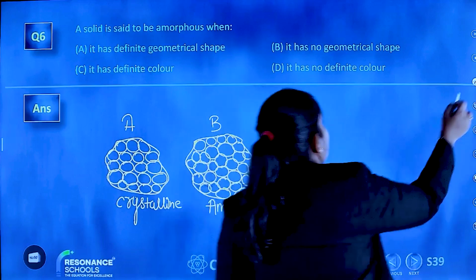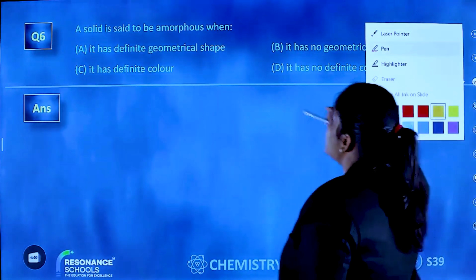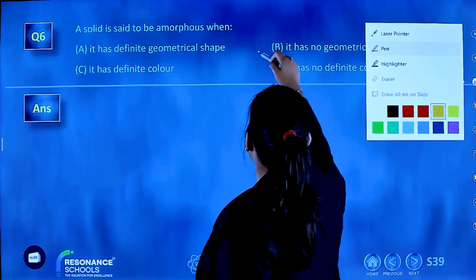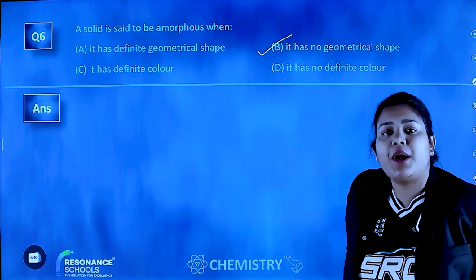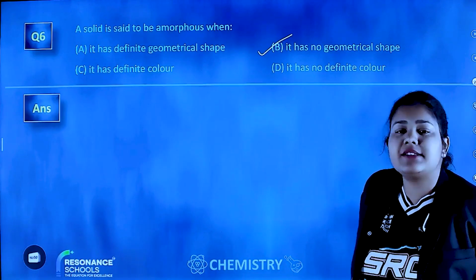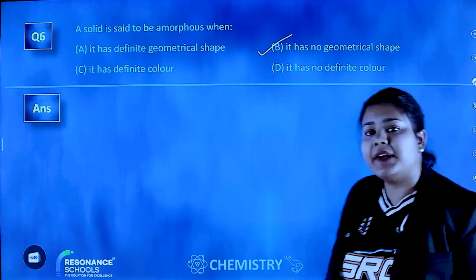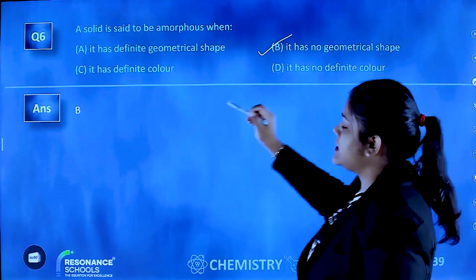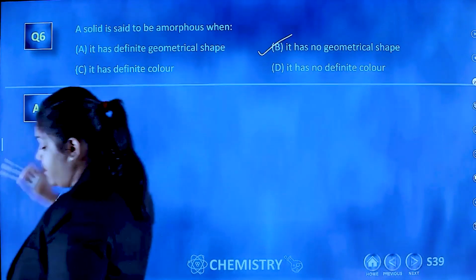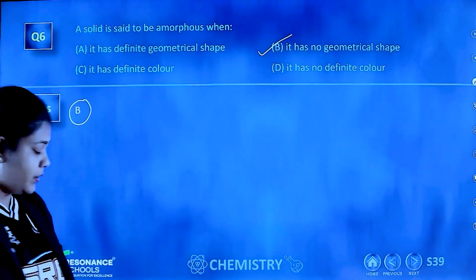Okay. So if I ask you the answer again today: a solid is said to be amorphous when it has no definite shape. Did you understand? I think in the last class I completed this question in a hurry, so that's why I repeated this question today. And can you see the answer? Yes, the answer is correct, option B. Right, everyone? Clear?